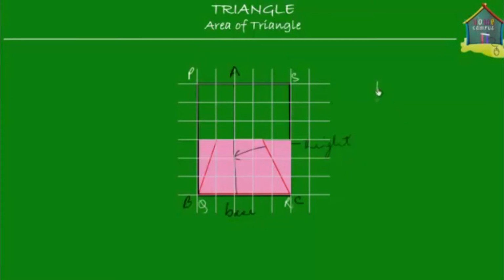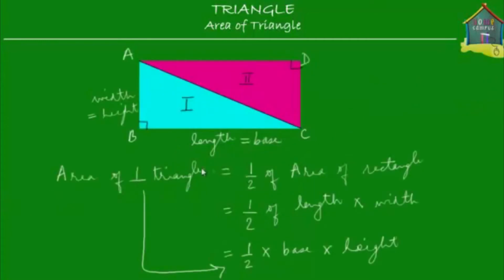So if the area of the rectangle is base times height, then the area of the triangle is half of base times height. And this is the same as what we saw before. The area of a right angle triangle is also half of base times height.